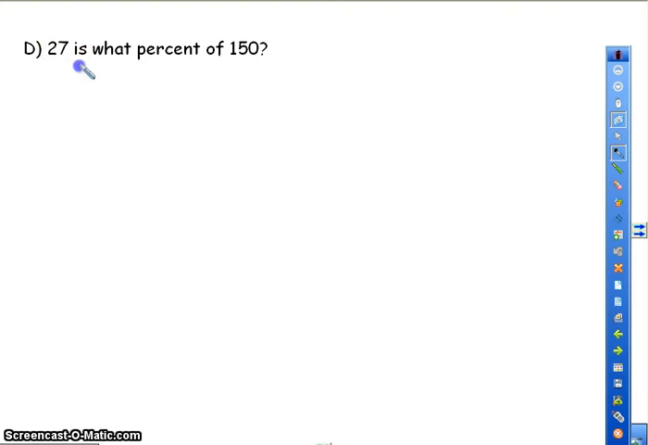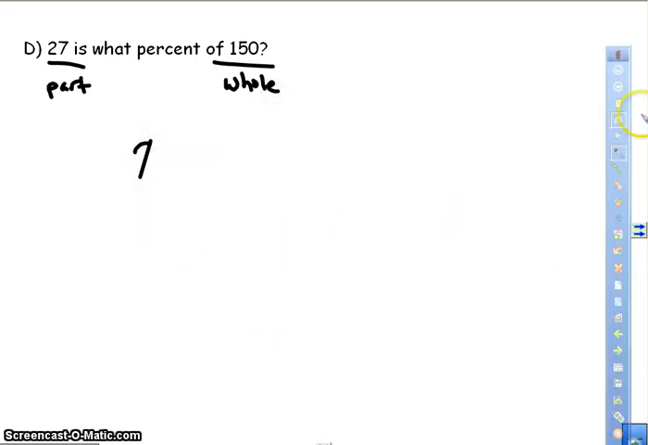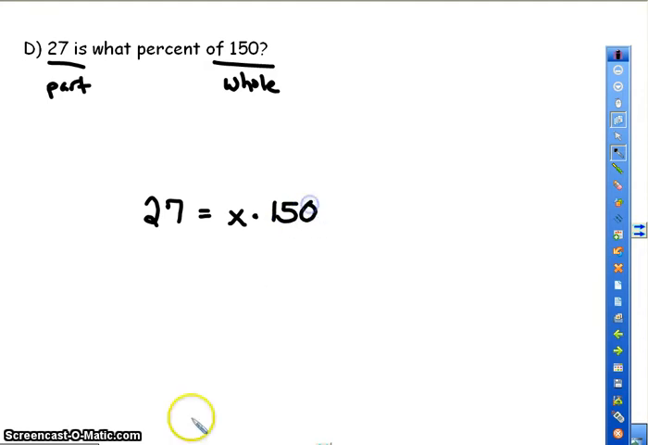Okay, 27 is, this is my part, what percent of, this is my whole, 150. So I have 27 equals x times 150. Once again, because I'm solving for x, I'm going to divide both sides by 150. Apologize for my pen here, guys. It's just not working right. There we go.